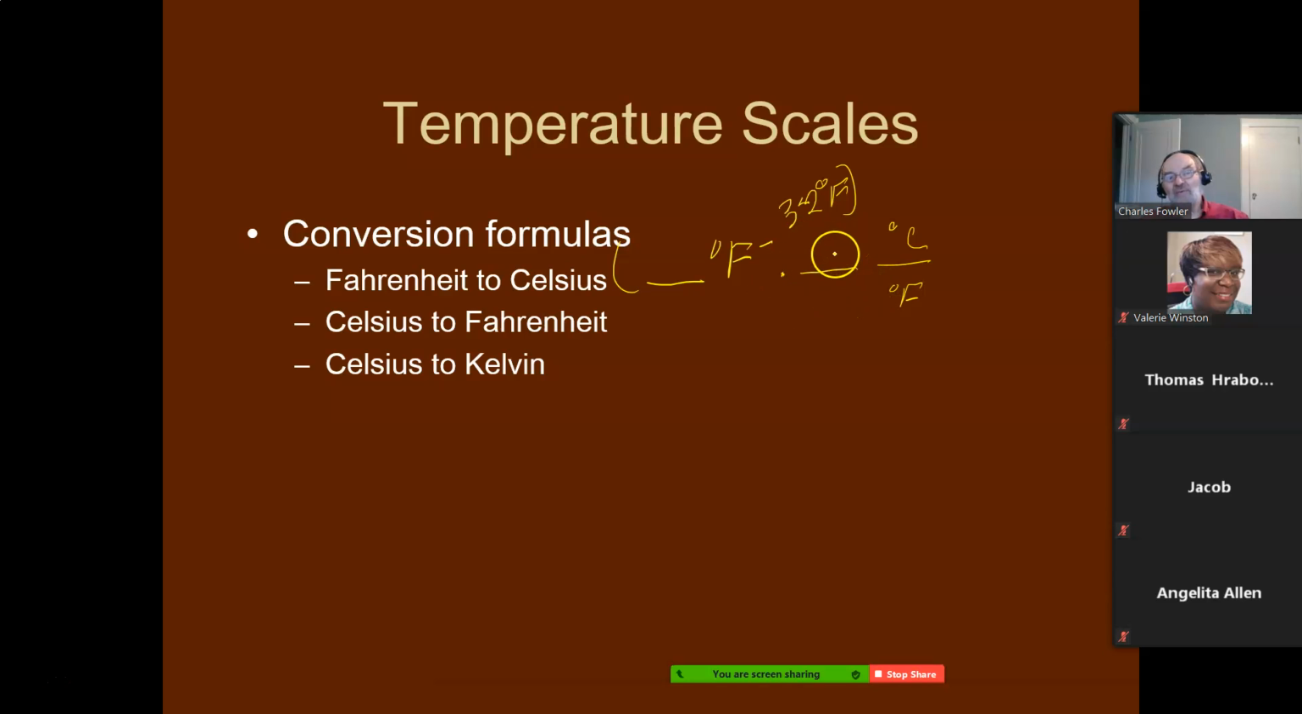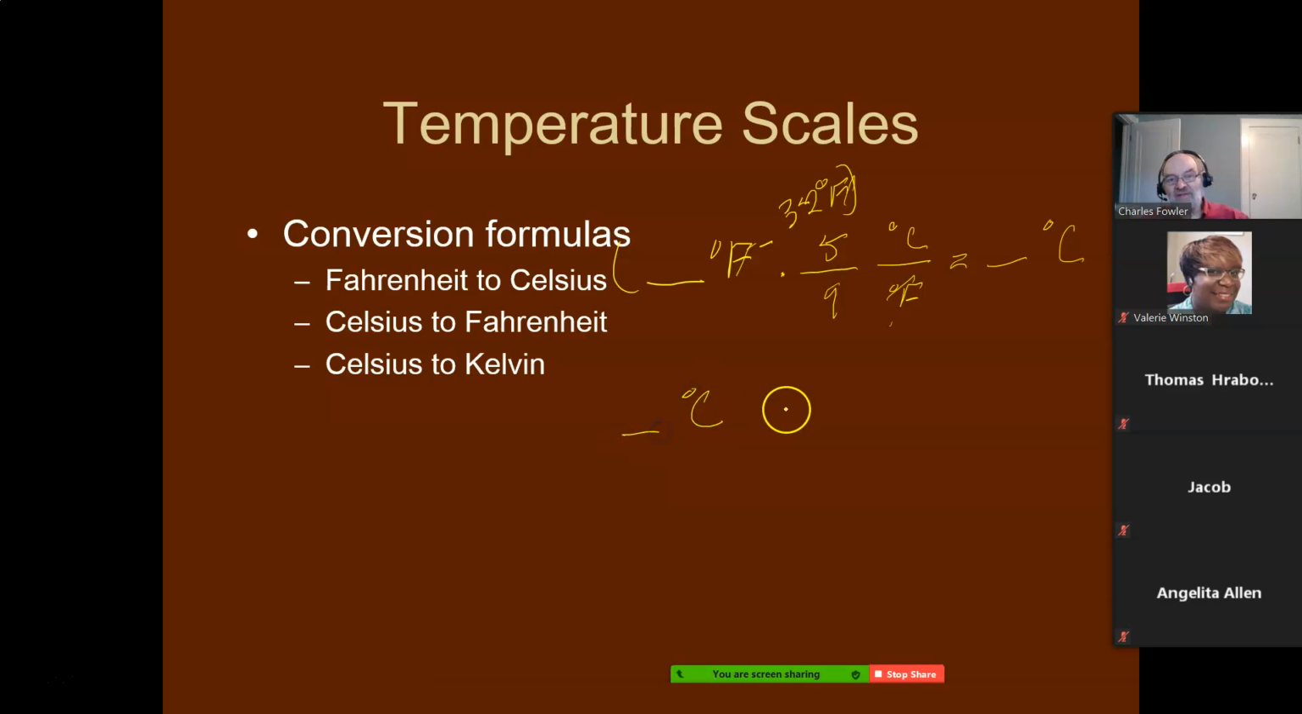And then what was our conversion here? 9 Fahrenheit degrees for every 5 Celsius degrees. So that gives you your formula. This difference in degrees Fahrenheit will cancel out the degrees Fahrenheit here, and this gives you your temperature in degrees Celsius.